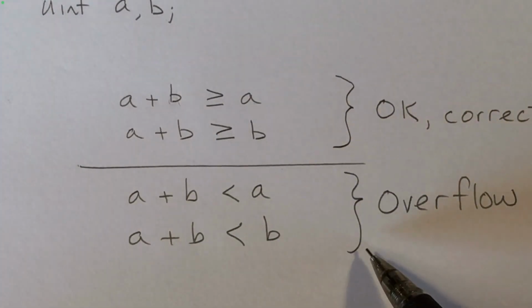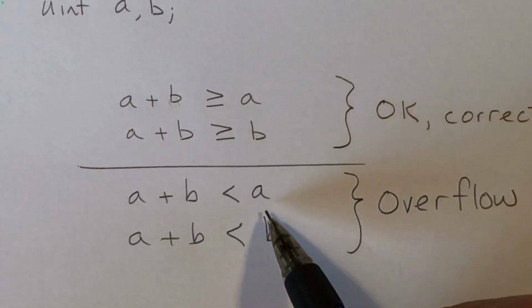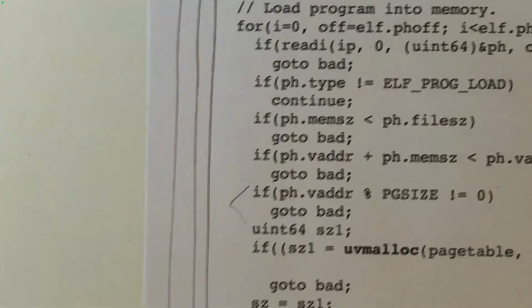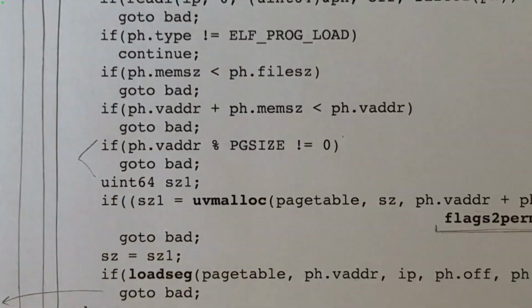However, if and only if there is overflow, then A plus B will be less than A and less than B. So what we're doing here is checking to see whether we've got overflow. So that's what's going on here.